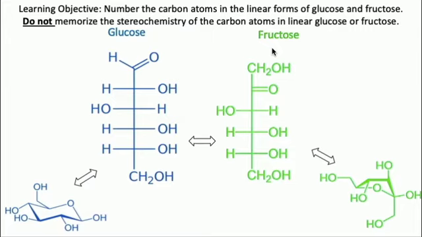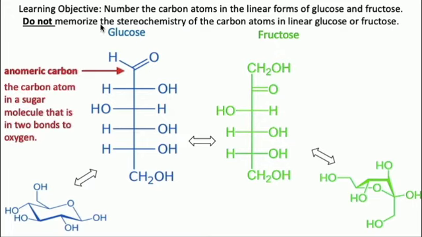This is probably the most important learning objective in the entire presentation. This is called the anomeric carbon. If you can't find the anomeric carbon in a sugar, you're wasting your time. And the principle is simple. You don't really have to memorize anything because it is clearly distinct from the other oxygen atoms.